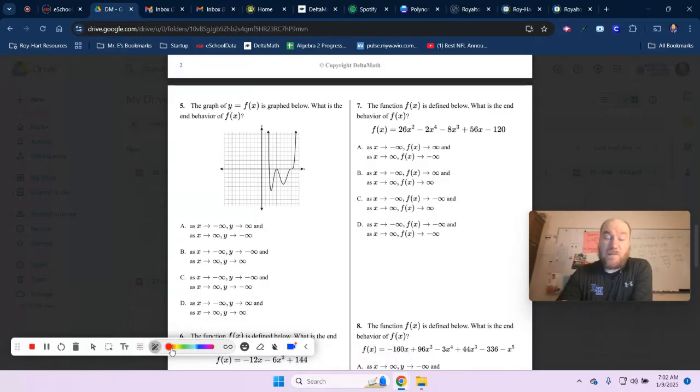Let's take a look at example 7 here. Now, this is the same exact type of problem. The only difference is they didn't give you the graph. So don't overthink it. Just pick up your calculator, type in the whole equation in the y equals screen, hit y equals, and type 26x squared minus 2x to the 4th minus 8x to the third plus 56x minus 1/12.